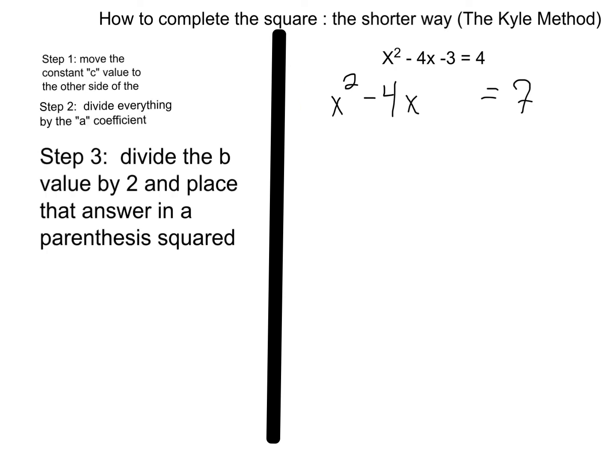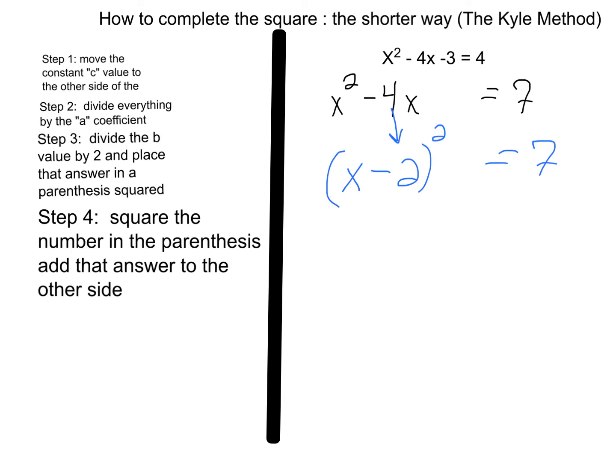Step 3, divide the b value by 2 and place the answer in squared parentheses. All right, so what we're going to do is we're going to kind of skip the b divided by 2 squared part, and we're going to go right to the factoring component. What we're going to do is we're going to take this and divide it by 2. So it's x minus 2 squared is equal to 7. Okay. So in our squared half thing from before, folks, this is the half. We're going to do like a half square kind of thing instead.